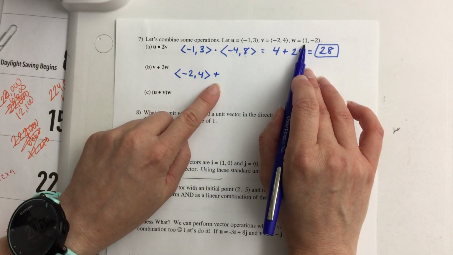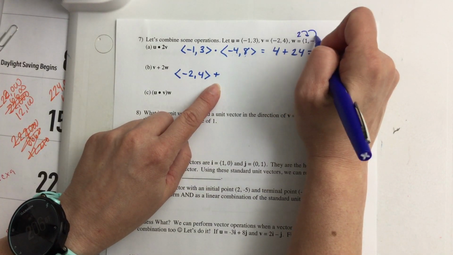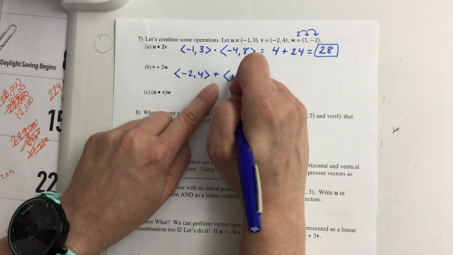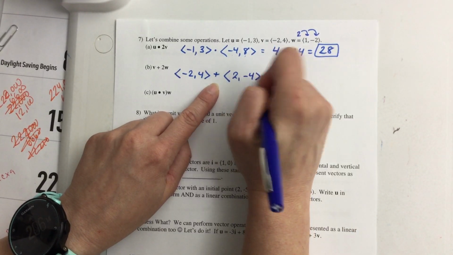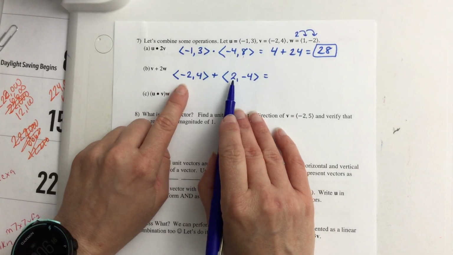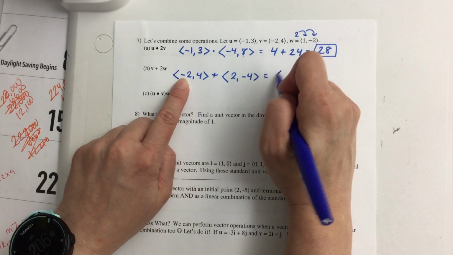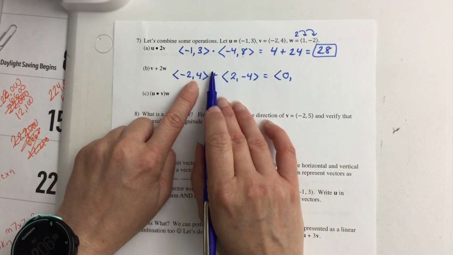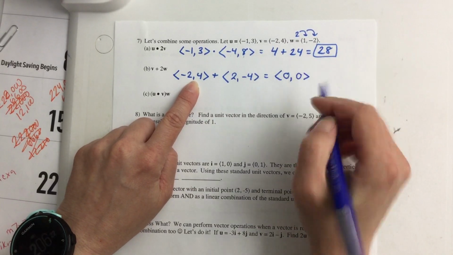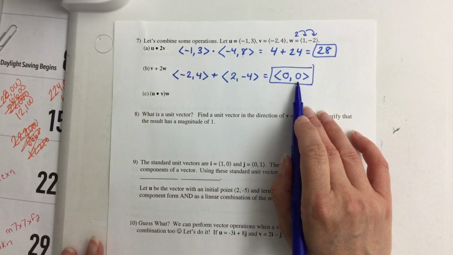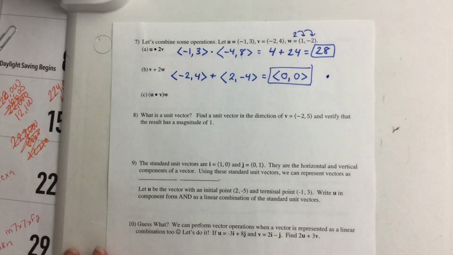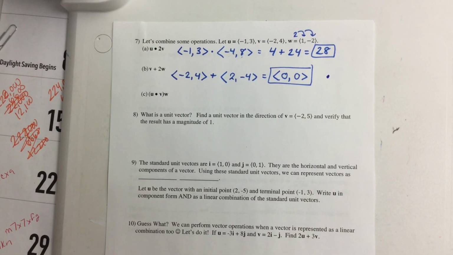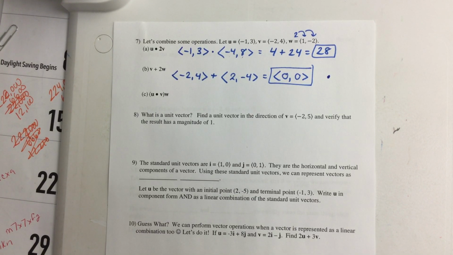So if I take w, I need to multiply a 2 into both terms. So 1 times 2 is 2. 2 times negative 2 is negative 4. Now I will add them. Negative 2 plus 2 is 0. 4 plus negative 4 is 0. So remember, this is a 0 vector. It means its initial point starts and your terminal point is on the exact same spot. So it is just a point.